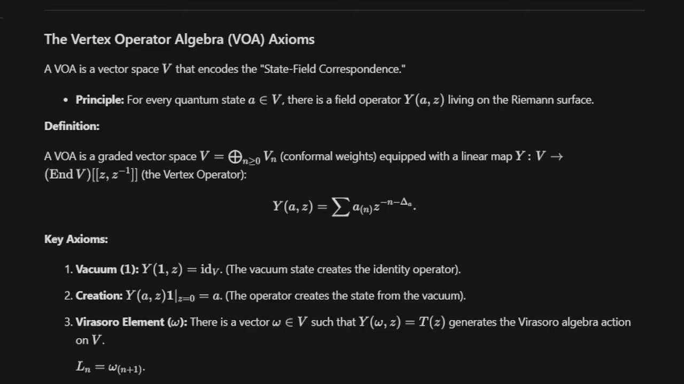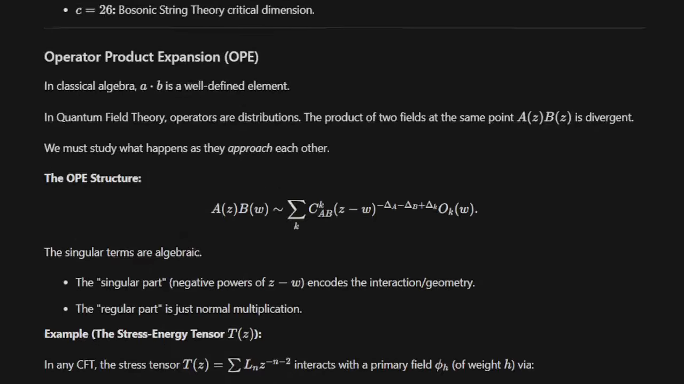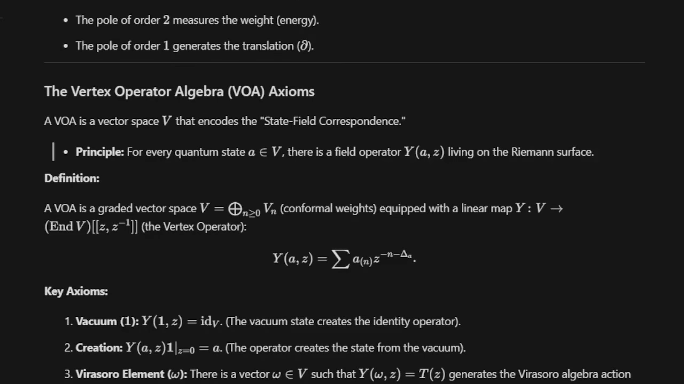What that essentially means, again, in classical physics, the reason why string theory is very interesting, or provides us a very useful mathematical tool to understand classical physics from a different lens, is because if you have states, particles, and fields that encode forces, they are different things. But in a vertex operator algebra, particles and fields become the exact same thing. The state-field correspondence principle states that for every quantum state within the vertex operator algebra, there exists a field operator, let's say Y(a, z), living on the Riemann surface.